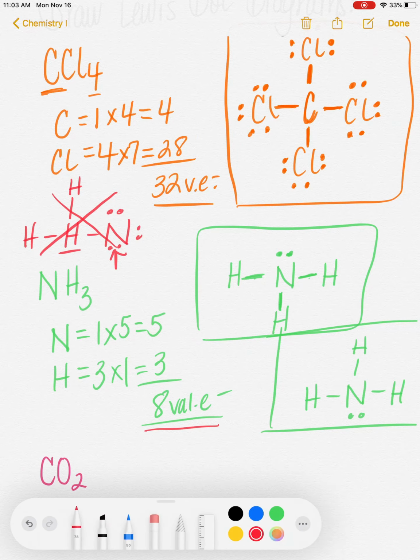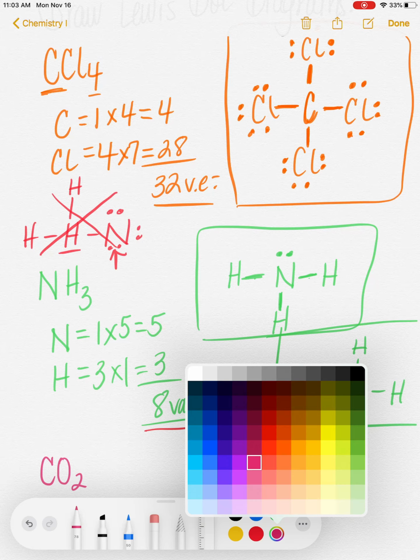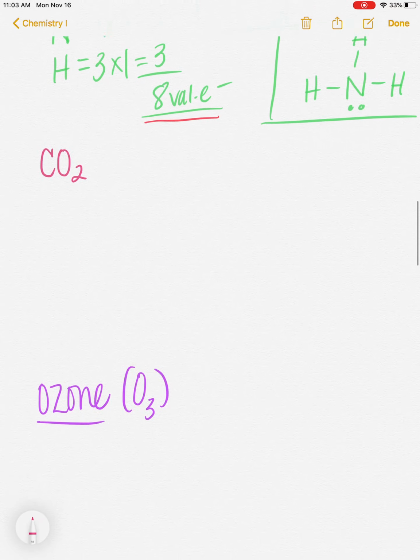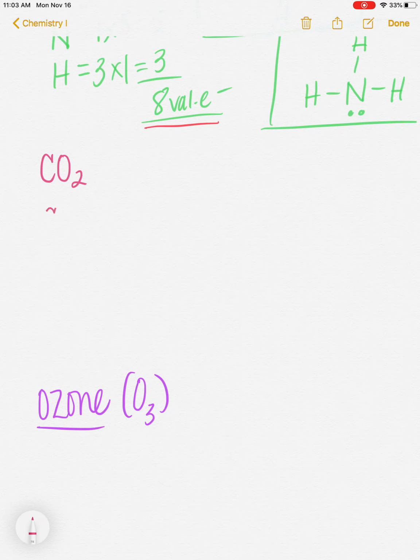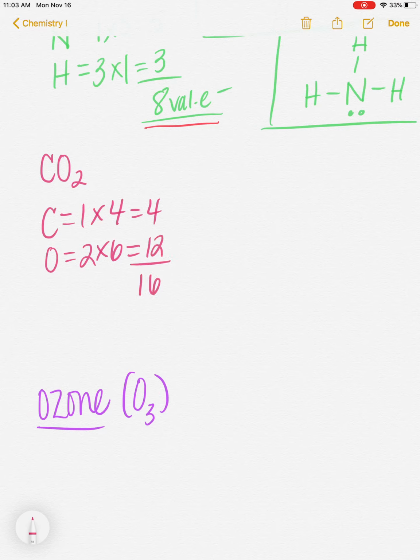So that would not be correct. All right. Next, CO2. We're going to use the same method. I'm going to list that I have 1 carbon, 2 oxygens. Every carbon gives 4 valence electrons to the structure. Every oxygen gives 6. 2 times 6 is 12. 12 plus 4 means 16. So this time, I'm going to put the carbon in the center because it's the single atom.